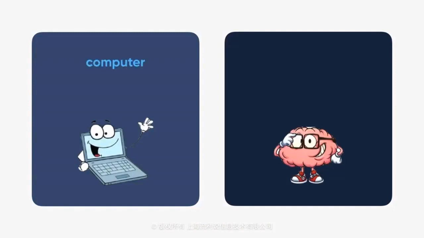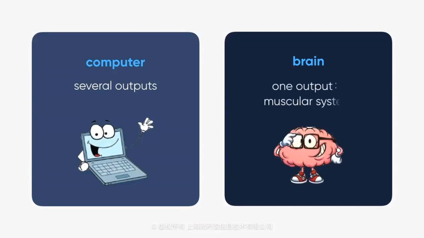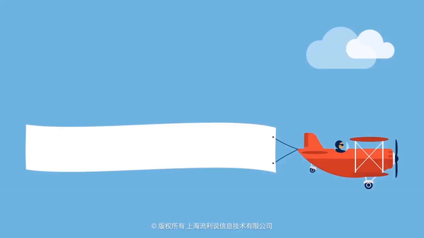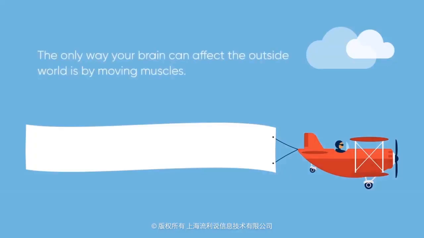A computer has several possible outputs, including images displayed on the monitor, sounds played through the speakers, information sent to a printer, or data uploaded to the internet. The brain has only one possible output: the muscular system. The only way your brain can affect the outside world is by moving muscles.